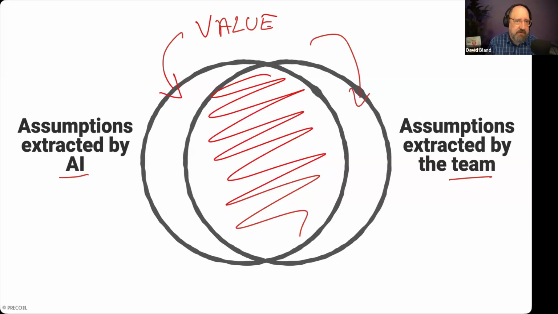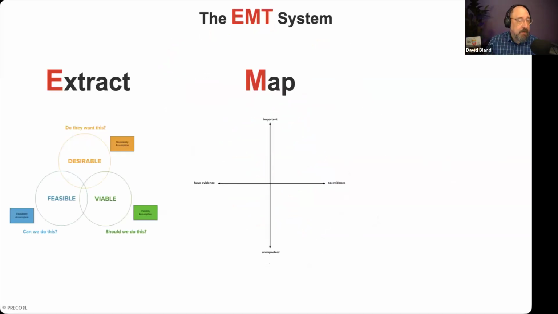In the combination. When we talk about human in the loop, it's not necessarily that I'm just giving everything to AI and having it extract and then moving on. It's both. Same thing with mapping.